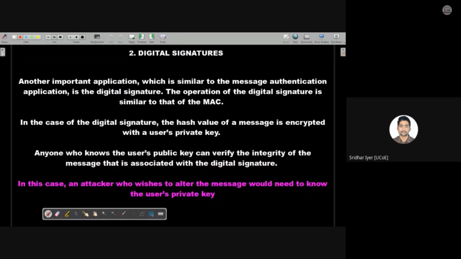Yes, this is very important. The last line: in this case, an attacker who wishes to alter the message would need to know the user's private key also. So now over here, the user is the sender. Because the sender is sending some value, that is in our case Alice is sending some value to Bob. So if an attacker wants to attack the communication, first of all the attacker should also have Alice's private key, yes or no? But private key is not shared with anyone else in the network, so it is very difficult for the attacker to guess the user's private key or the sender's private key. That is where digital signatures come into picture. Is it fine now?